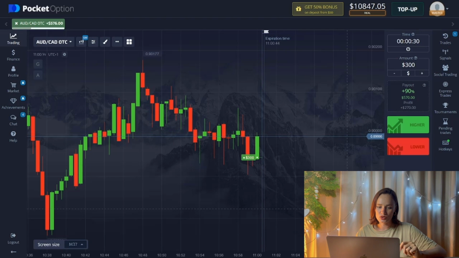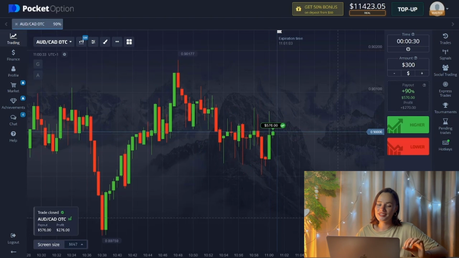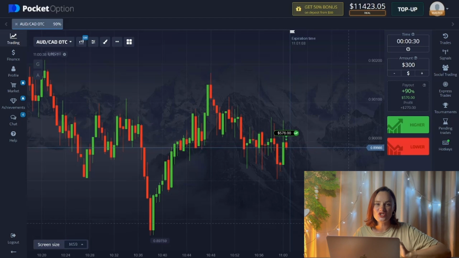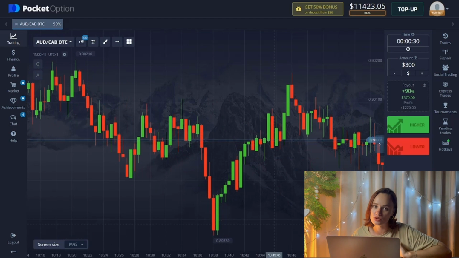Our price rises well enough in its values, and 30 seconds is definitely enough time for our trade to go into the plus side. We can see that the price is still rising now, almost breaking the previous resistance level. There is a candle, and with its appearance, we earn another $276. In total, friends, in today's trading session, we earned $2,000.